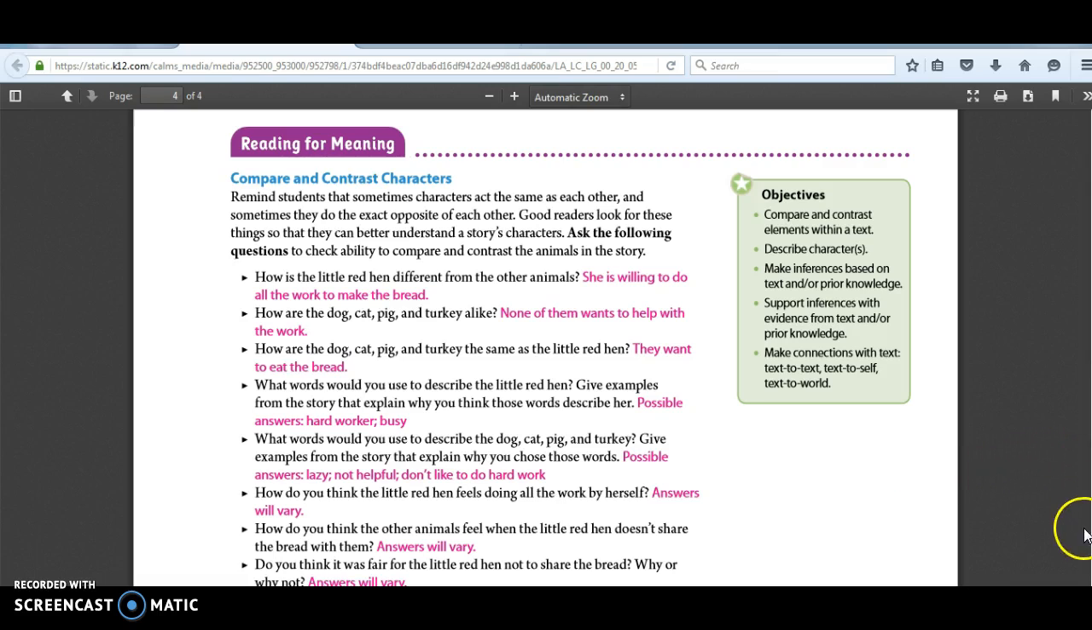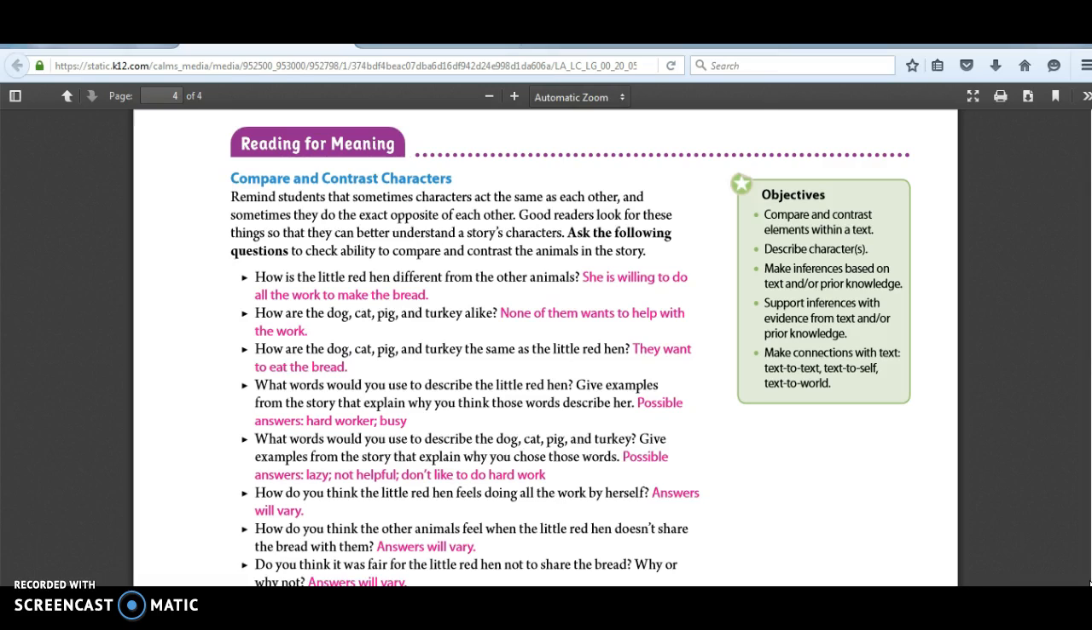Do you think it was fair for the little red hen not to share the bread? Do you think it was fair that she didn't share the bread? Tell your learning coach, what do you think? The animals may have thought it was not fair, but I think it was, she did the right thing. They didn't work and help her out doing all the hard work. Then they should not get to share in having some of the bread.